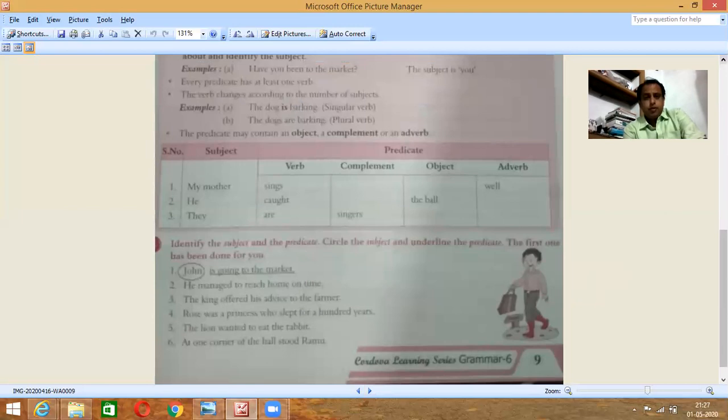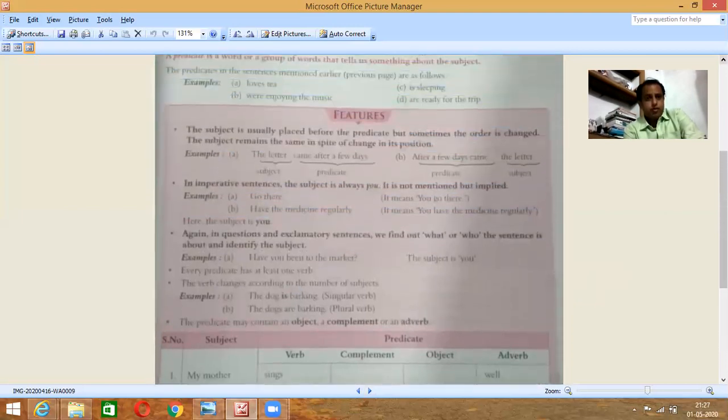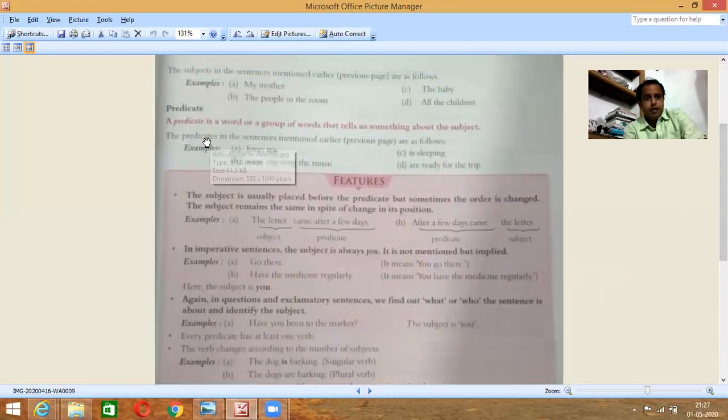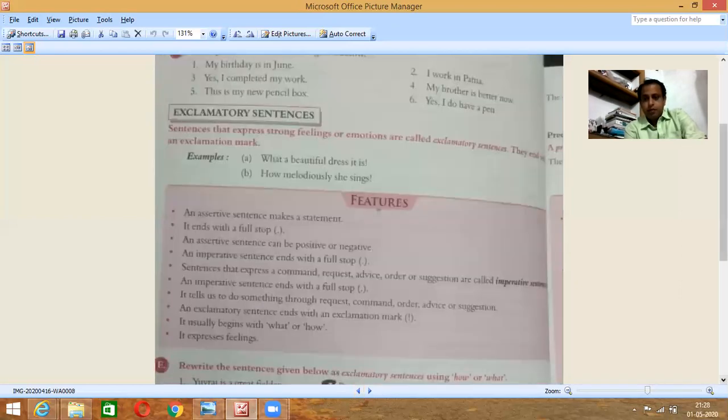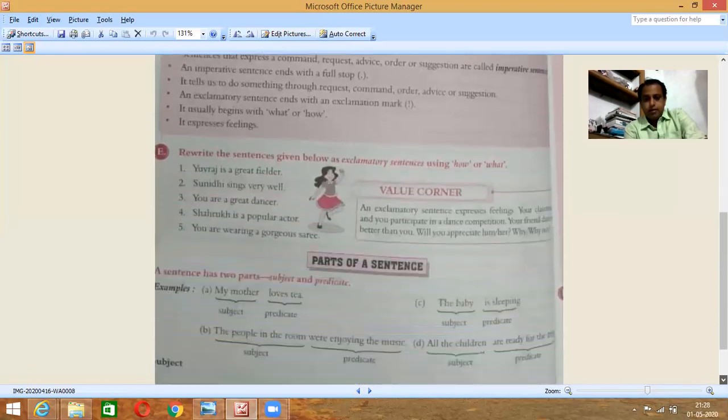So now we will discuss predicate. What is a predicate? A predicate is a word or a group of words that tells us something about the subject. So a predicate is a word or a group of words that tells us something about the subject. You can see the examples, the predicates in the sentences mentioned earlier are as follows. You can see that these are the predicate words. If you come to the previous page, then you can see that we have marked it like this.